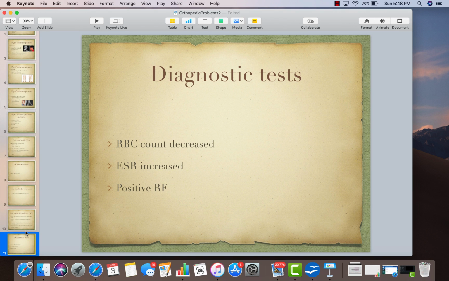Diagnostic tests with rheumatoid arthritis: the red blood cell count may be decreased. The ESR, the erythrocyte sedimentation rate, may show an increase, and there may be a positive rheumatoid factor.